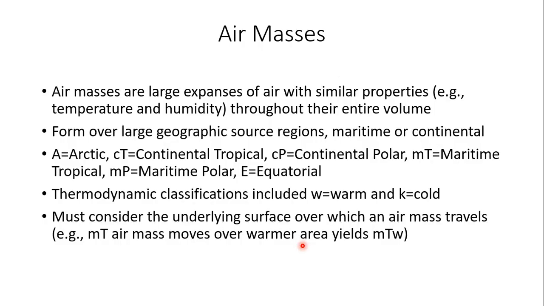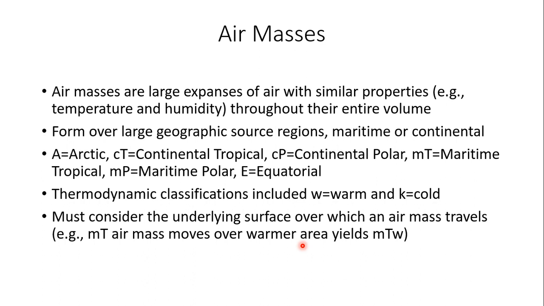So let's first start with a review on air masses. Various air masses affect the mid-latitudes. And what is an air mass? It's simply a large expanse of air with similar properties, mainly the temperature and humidity characteristics, throughout the vertical and throughout the horizontal of a specific air mass.